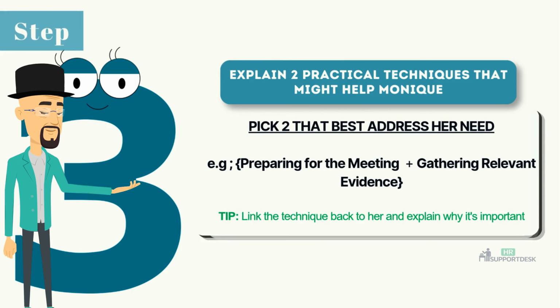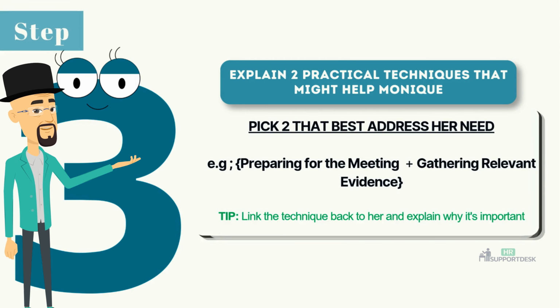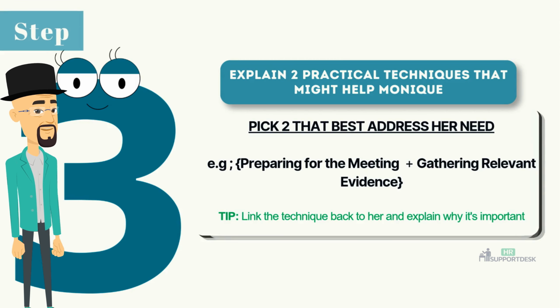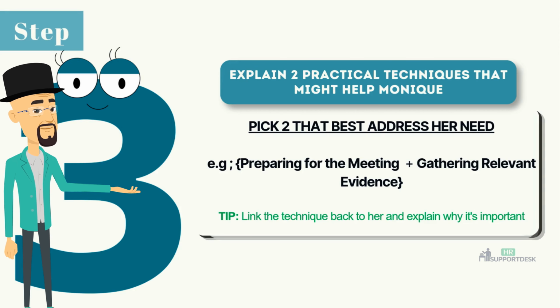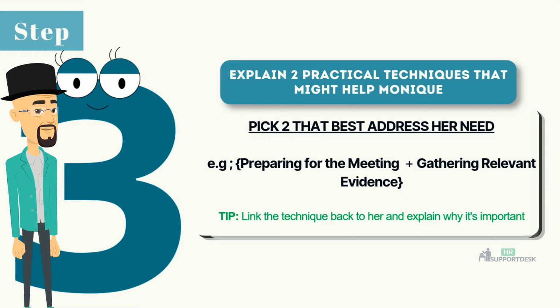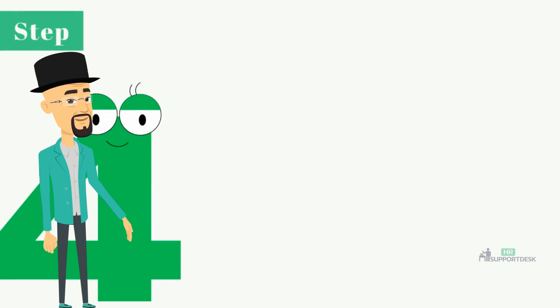For example, if you believe Monique lacks confidence because she isn't always sure her ideas are well supported, you could recommend preparing key points in advance and gathering relevant evidence. This would give her greater confidence to contribute because she can support her opinions with facts rather than assumptions. The golden rule here is to always link the technique back to her and explain exactly why it's going to help her specific situation. Now, step 4.